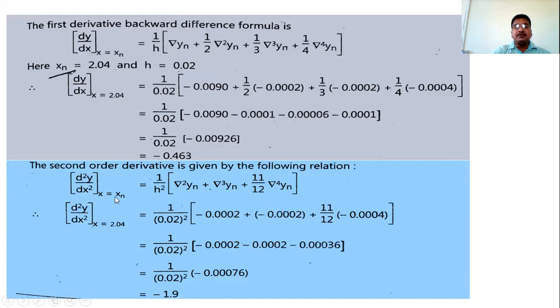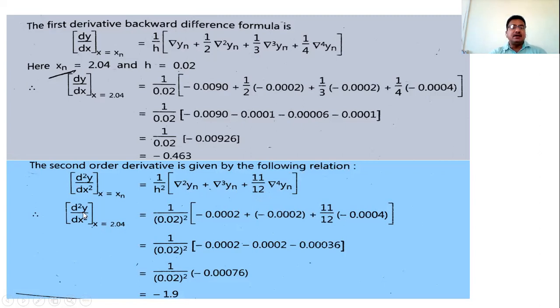Then the second order derivative. To find the second order derivative at xn, we use this formula: 1 by h square, del square yn plus del cube yn plus 11 by 12 del raised to 4 yn. So this is the formula to find the second order derivative at the last point.